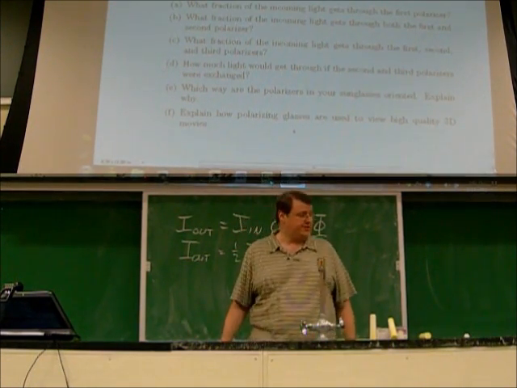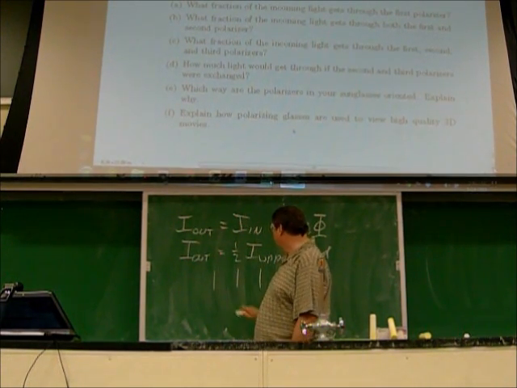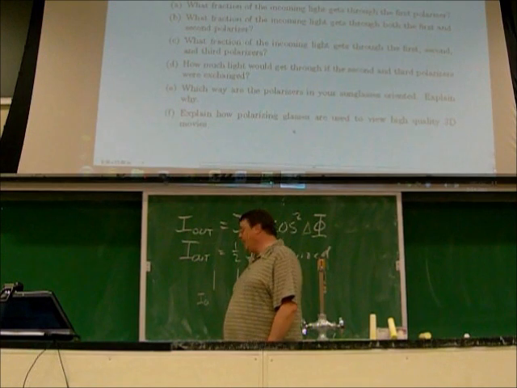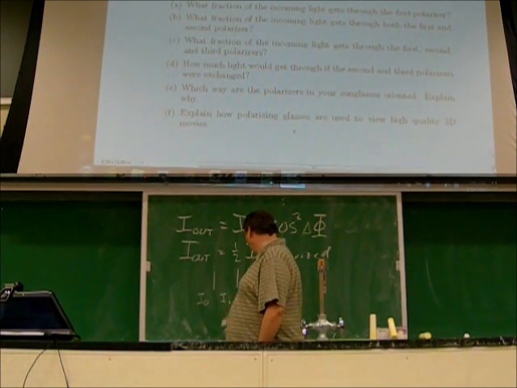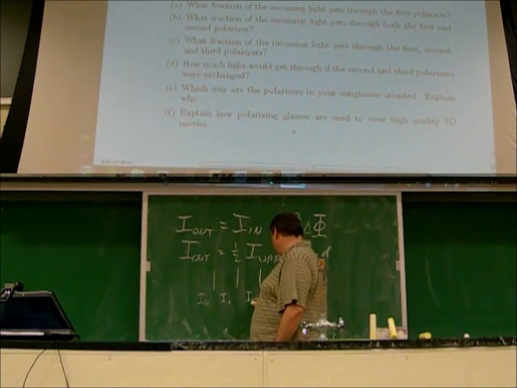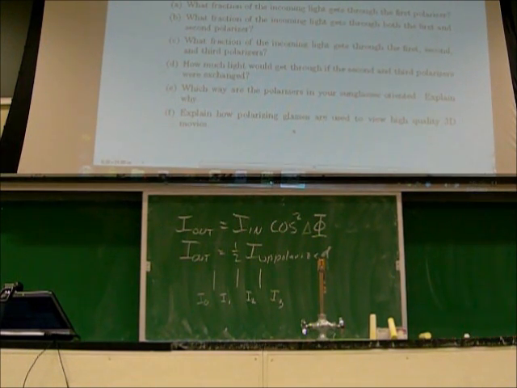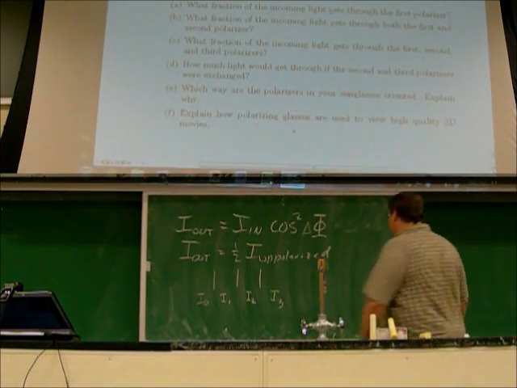I'm going to call these I0 at this point, I1 at that point, I2 at that point, I3 at that point. Does everybody follow this notation? The first polarizer has I0 in and I1 out. The second polarizer has I1 in, I2 out. The third polarizer has I2 in, I3 out. Does everybody follow all that? Okay. So now let's just do the math.